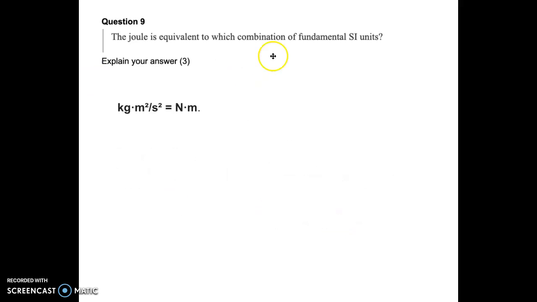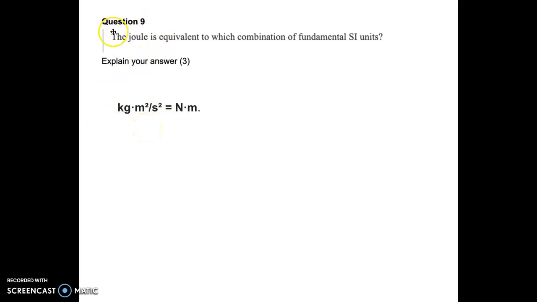The joule is equivalent to which combination of SI units? The answer would be kilograms meter squared second to the minus 2, or newton meters, but this is in base units. This is the perfect answer. And how do we get there?